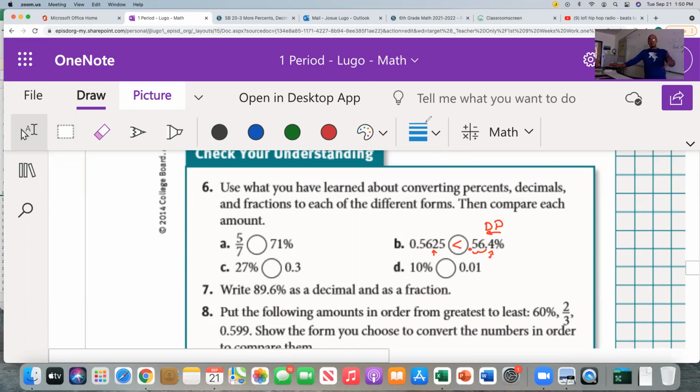So make sure you're doing that for each of these, ladies and gentlemen, that you're comparing decimals to decimals, percents to percents, fractions to fractions. And if they are not in the same form, you can always change one or both of them so that they are in the same form.